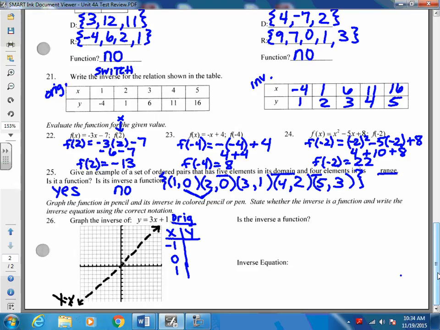So when we plug -1 in, 3 times -1 is -3. -3 plus 1 is -2. Plug in 0. 3 times 0 is 0. 0 plus 1 is 1. Plug in 1. 3 times 1 is 3. 3 plus 1 is 4. You've now created the 3 ordered pairs that will make your original line.